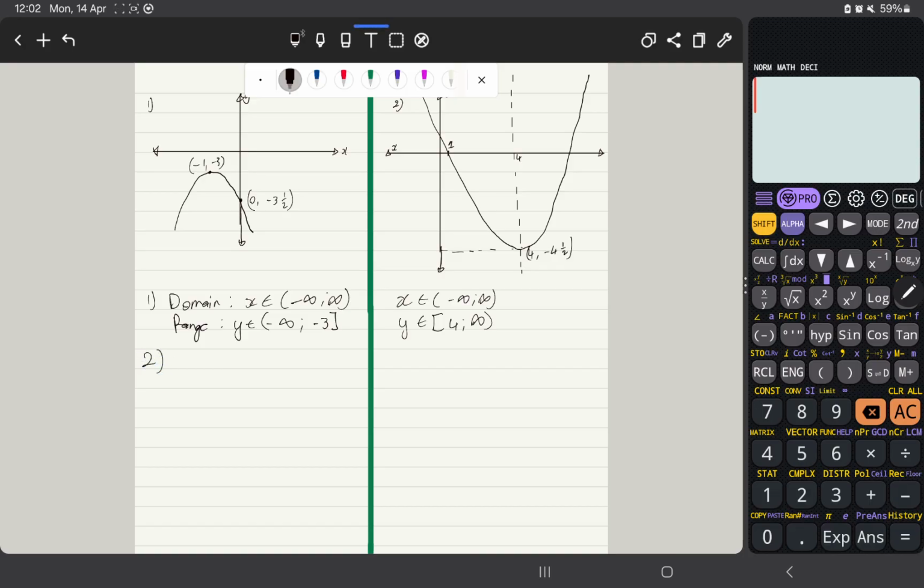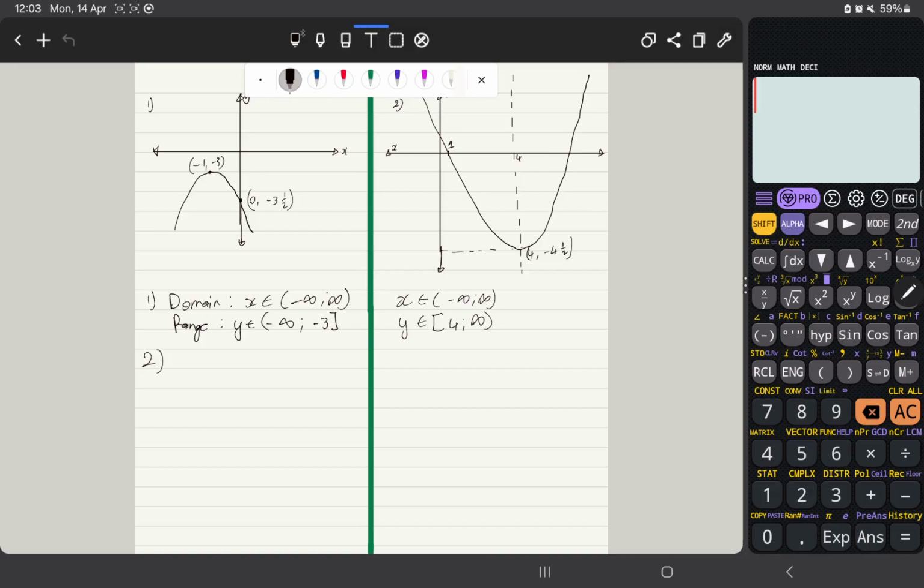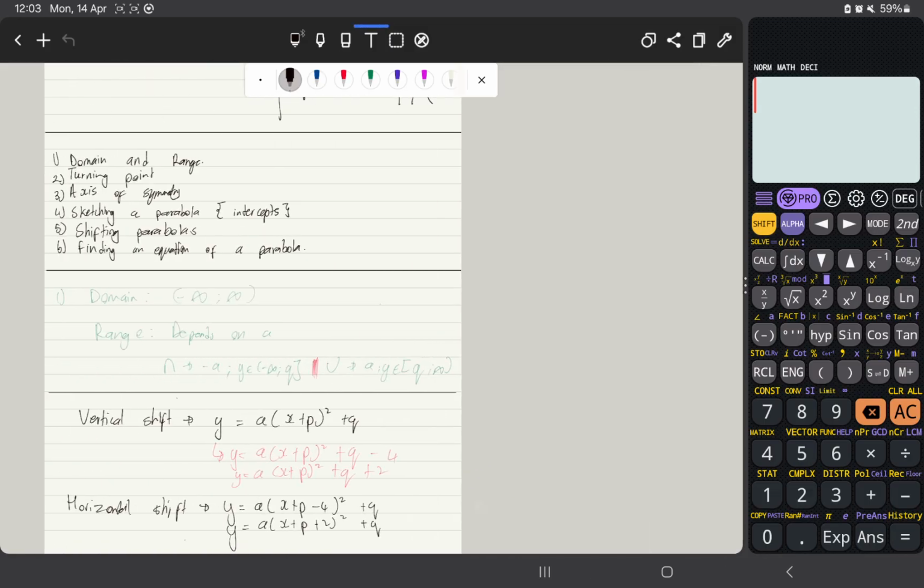What's number 2? Number 2 is the turning point. They gave us the turning point here, so let's just skip that one.